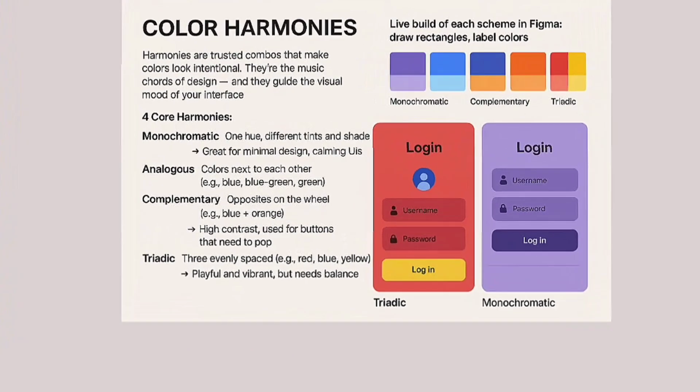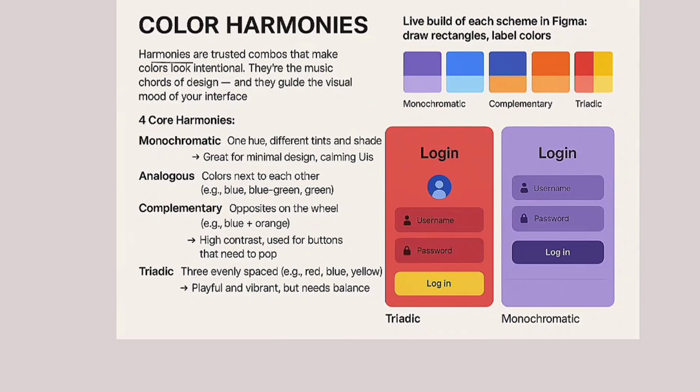Now let's understand color harmonies. Harmonies are trusted combinations that make colors look intentional. They are like music chords of design and guide the visual mood of your interface. Harmonies are of four types: monochromatic, analogous, complementary, and triadic.